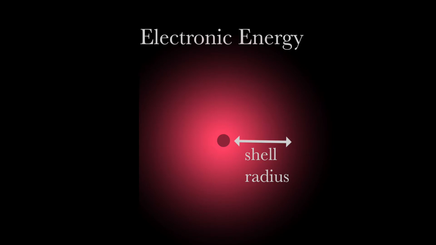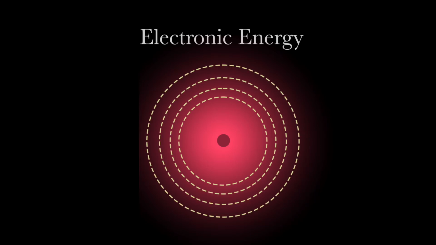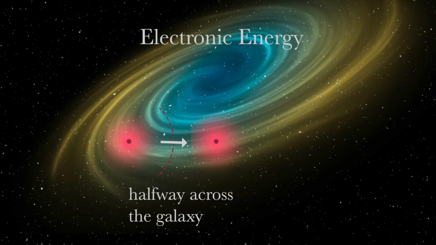Electronic energy describes the amount of energy within an electron shell. Chemists often think of this type of energy in terms of the shell radius. At the resting state, the level is here, and at excited states can be here, here, or here. As the radius increases, the amount of energy does as well. Electronic states change by the absorption and emission of pulses of energy. This happens between molecules at various distances. One molecule may emit a pulse that is received by another 2 millimeters away or halfway across the galaxy.